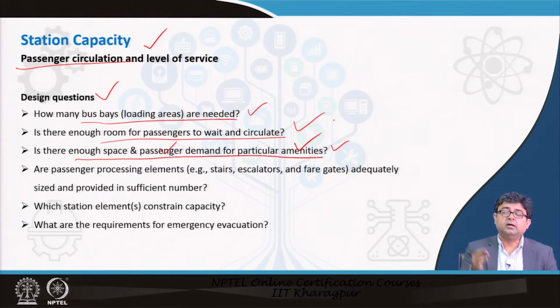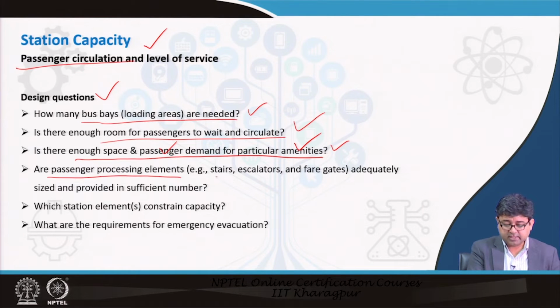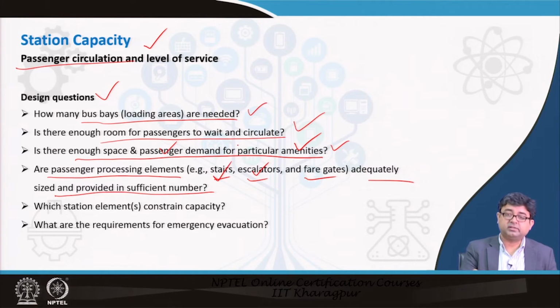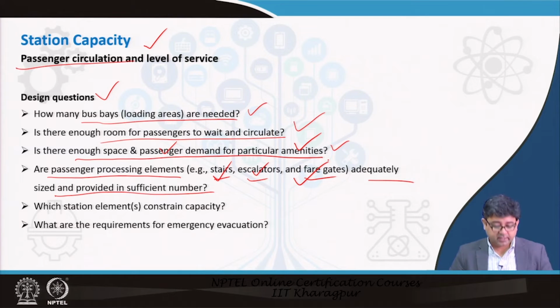Amenities meaning, do they need a water fountain at the bus stop, do they need shade at the bus stop. So, that is what the amenities mean. Are passenger processing elements, for example, stairs, escalators, fare gates, adequately sized and provided in sufficient manner, right? When you are talking about now a transit station: are there enough escalators? Should there be escalators or should there be only stairs? Are there enough fare gates? When people get in, they have to punch their tickets, right. So, are there enough fare gates, especially while traveling during the peak time, for example? So, you have to answer this question.